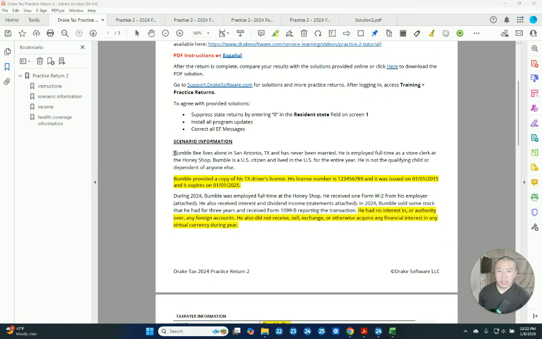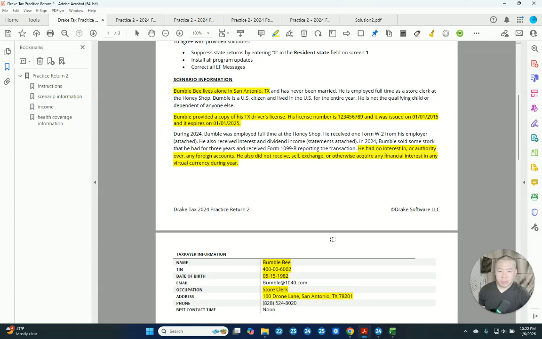For this one, this client lives in Texas, so there isn't a state tax return. This person is single and there's no kids. This information provides the driver's license number, which is just obviously fake. No foreign bank accounts and no crypto sales. This person has a W-2, some dividend income, some interest income, and also sold some stock for a long-term gain.